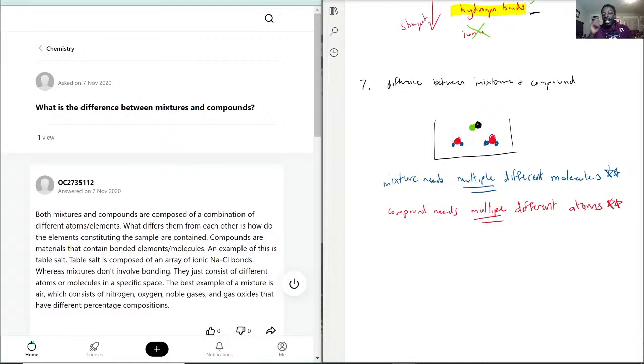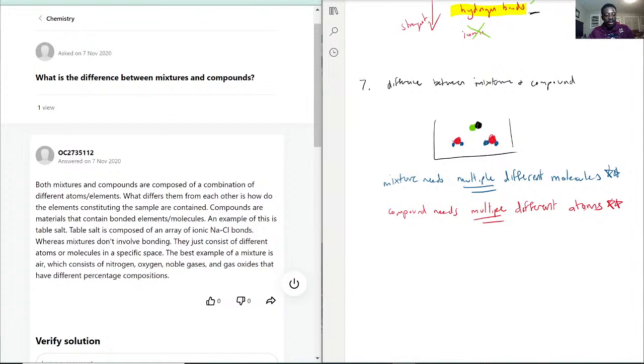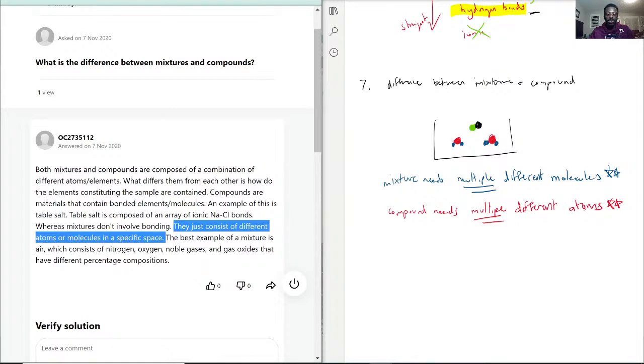That's the key difference there between mixtures and compounds. Compounds deal on an atomic level, mixtures deal on a molecular level. So it's a step up. And what differs from each other is how the elemental constitution of the samples is contained. Compounds are materials that contain bonded elements and molecules. So it's atomic level in terms of bonds, and mixtures don't involve bonding. It's now on a molecular level. These consist of different atoms or molecules in a specific space.